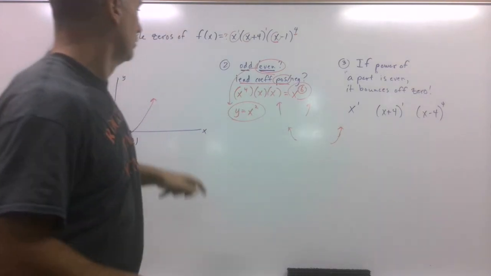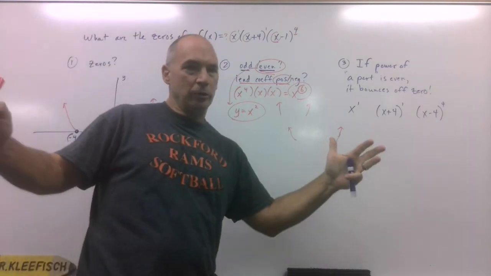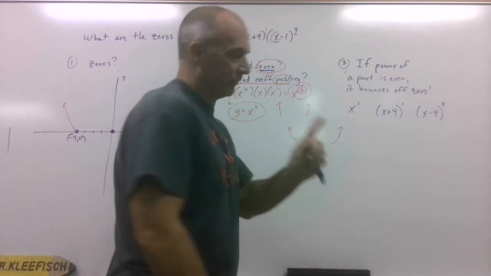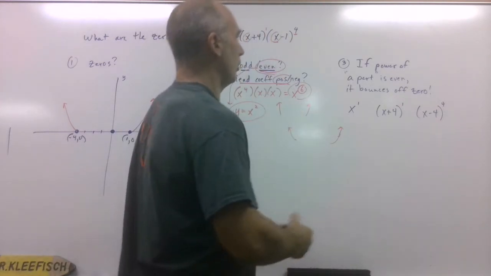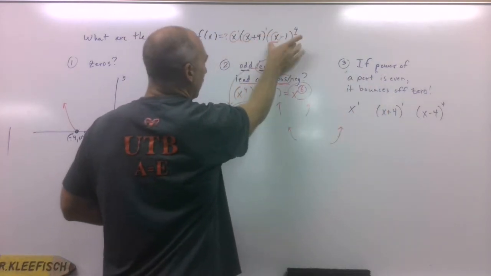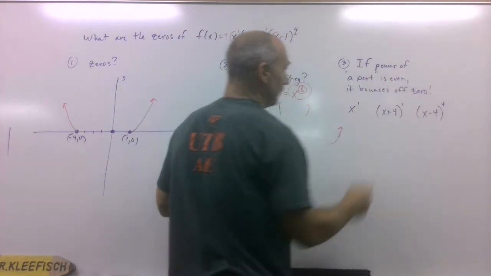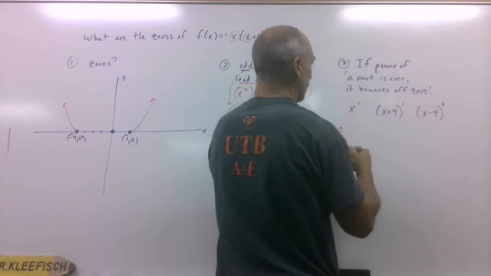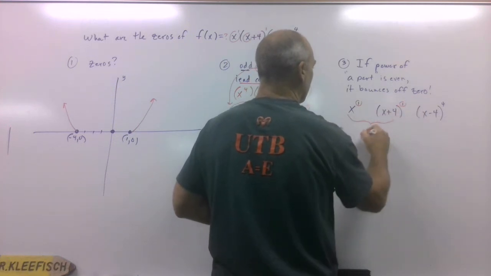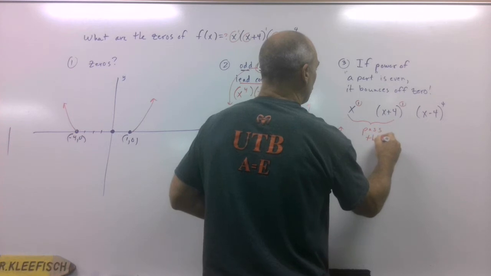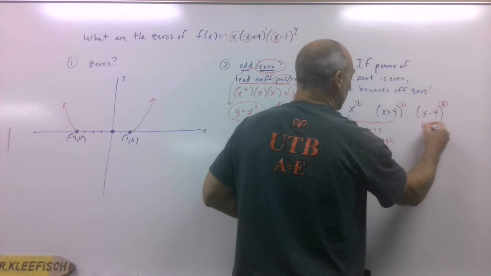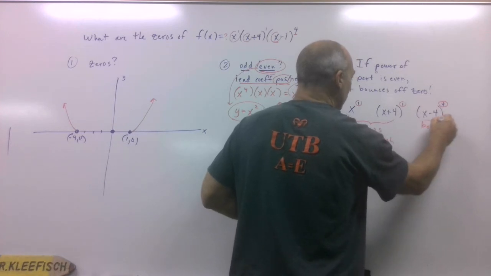Let's keep going. So now, there's the Oreo cookie chocolate wafers. Now we're going to move into the cream, okay? Double stuff or single. So if the power of a part, so here's a part, and a part, is even, see this is different, it bounces off the 0. So I got a 1, that's odd. I got a 1, that's odd. So we know it's going to pass through those zeros. But this one is an even number, so it's going to bounce off this one.